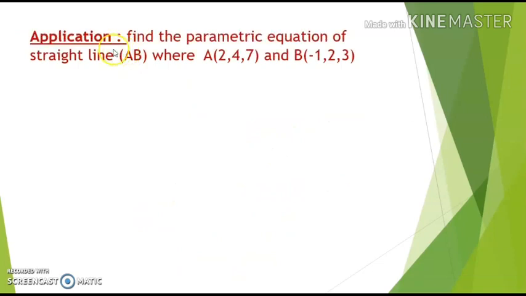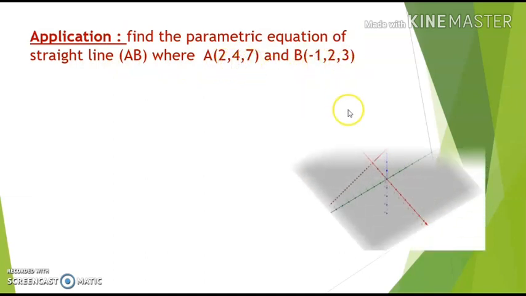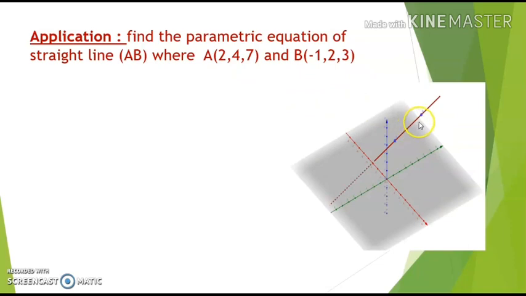Now let's go to an application. Find the parametric equation of the straight line AB where A(2, 4, 7) and B(-1, 2, 3). We see in this figure the point A and the point B, and this is the line D. We need to find the equation of this line D.